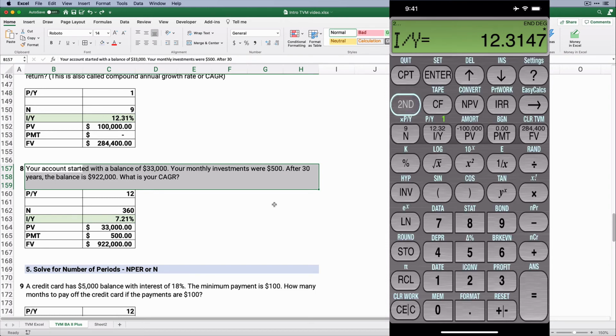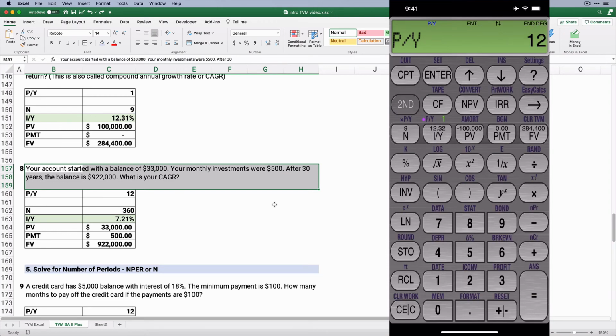So I'm going to do second periods per year, make it 12, enter. Now we know it's 30 years, so 360 is the number of periods. 33,000, I'm going to make it negative because that's my present value. I need to make 500 a negative payment. Whatever you put as present value, those payments are increasing that, so they need to be the same sign, either both negative or both positive. We know at the end it's 922,000, which is the future value.